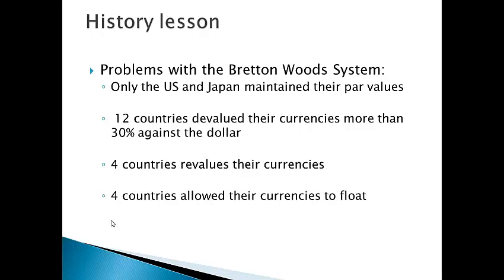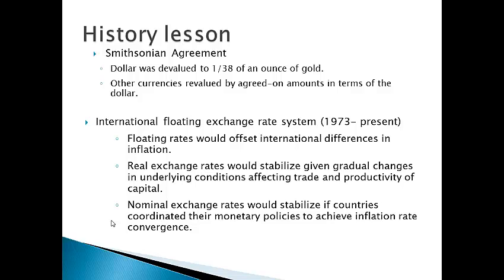Other countries couldn't accept the inflation that this fixed rate system ended up causing, and it basically broke down. There was an attempt, the Smithsonian Agreement, to rehash it and try to save the system by devaluing the dollar to 1/38 of an ounce of gold as a result of this inflation. And the other countries were supposed to be revalued in accordance with that, but it didn't last.